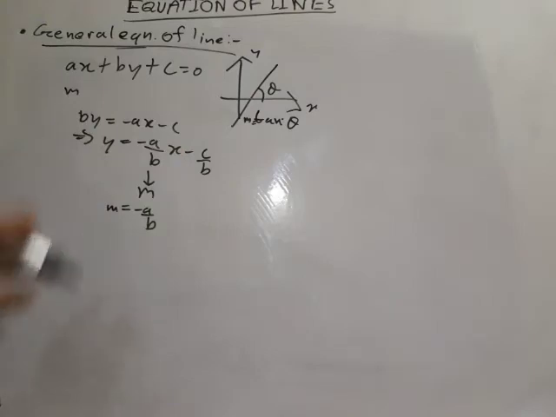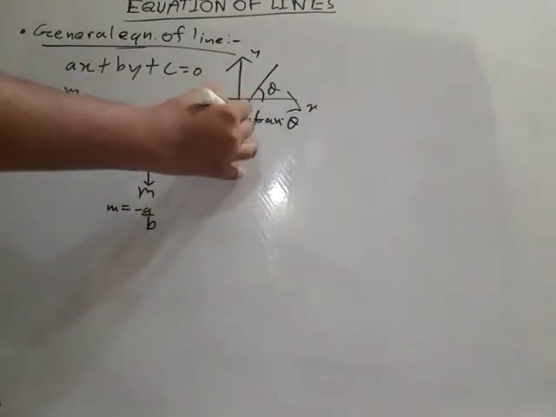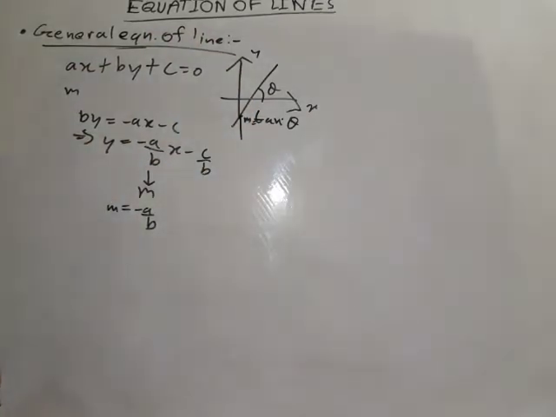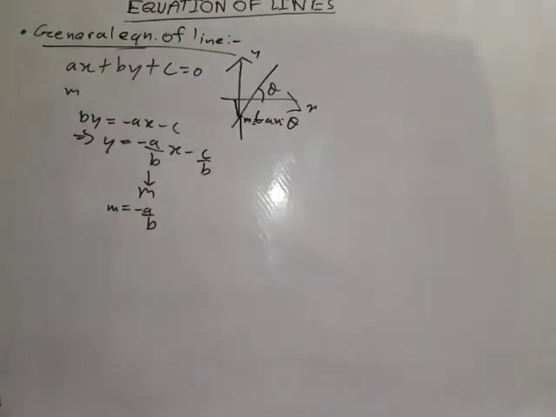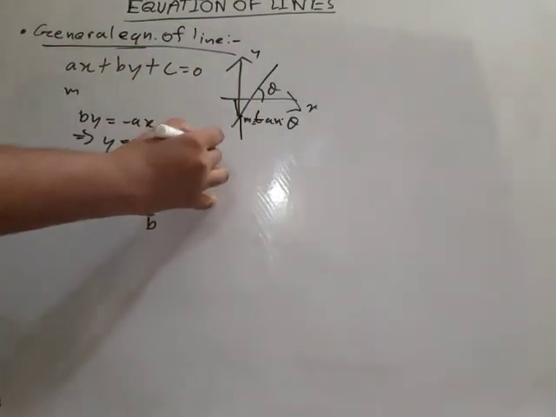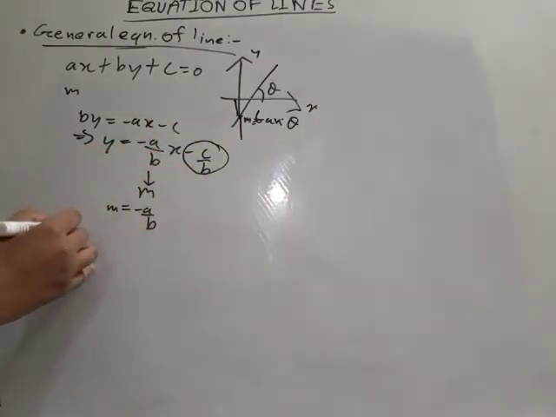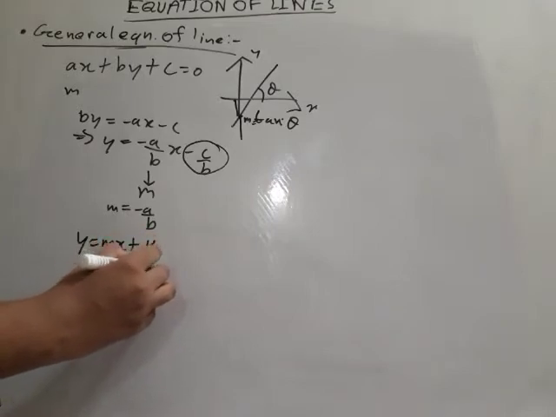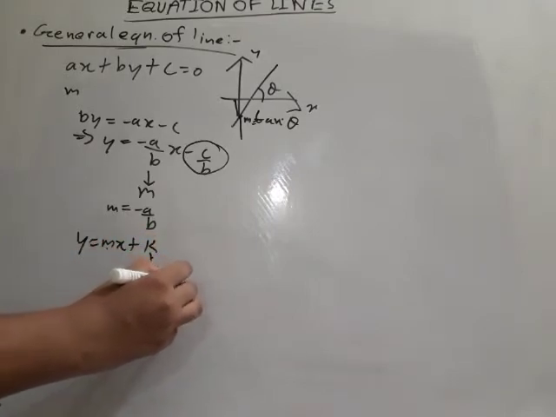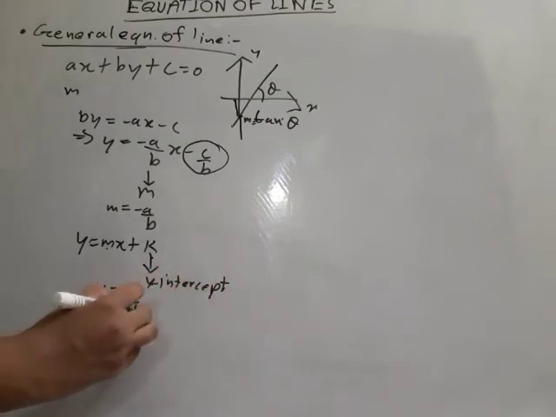Now what is the point where x equal to 0 and y equal to minus c by b? That is the point where the line cuts the y-axis. This is called y-intercept. What is y-intercept? The distance from origin to the point where the line cuts the y-axis. So we get the y-intercept to be minus c by b. Usually another form of line is y equal to mx plus k, where m is the slope and k is the y-intercept. Here y-intercept is given by minus c by b, as we can see.